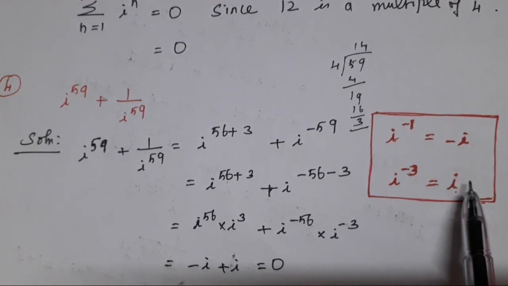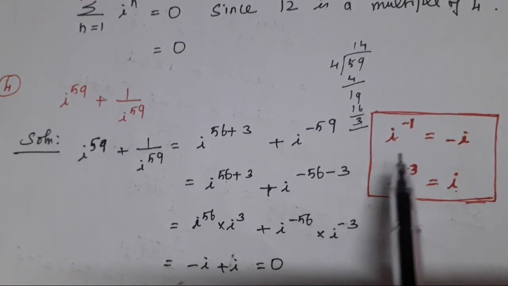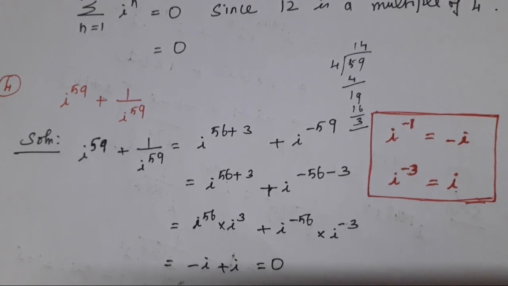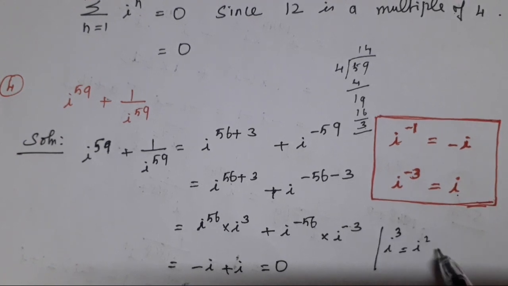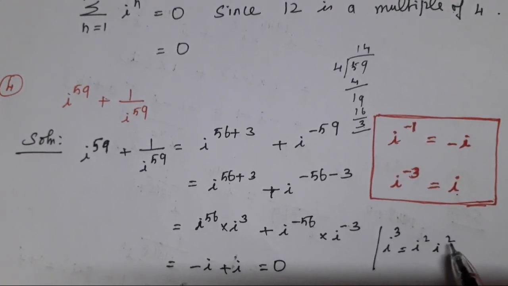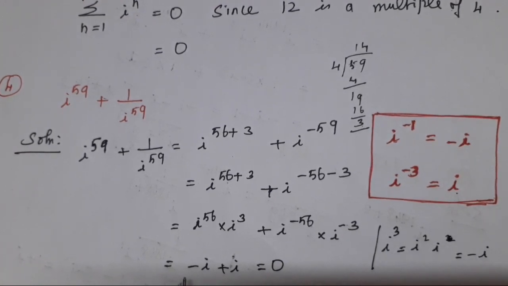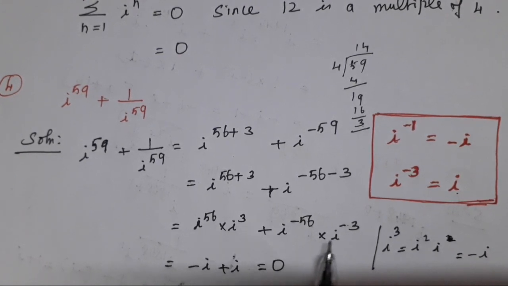Remember this step only. So i power, i cube. i power plus 3, no, because i cube is nothing but what? i cube is i square into i. i square is minus 1. i square into i is minus i. So we remember that one. I already showed the tabular column. i cube is minus i. i power minus 3 is what? i power plus 3 is minus i. i power minus 3 is plus i. i cube is minus i. i power minus 3 is plus i. Minus i plus i, the value becomes 0.